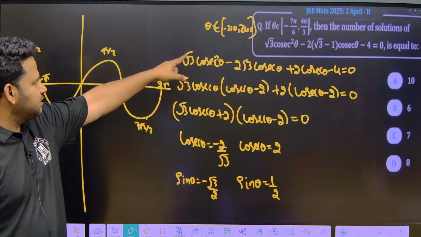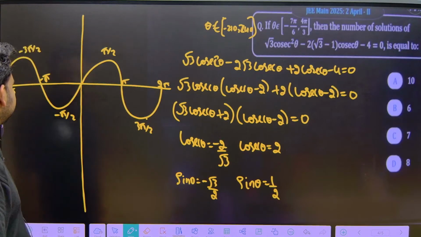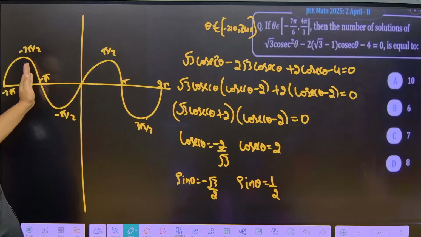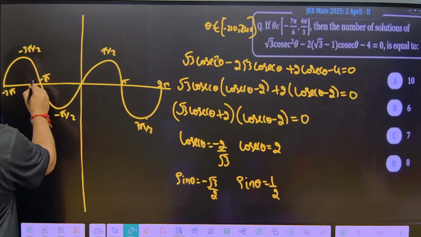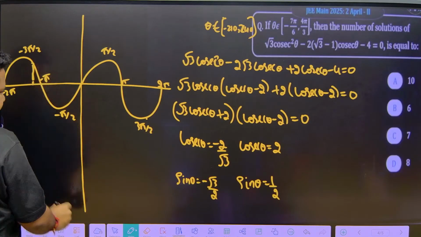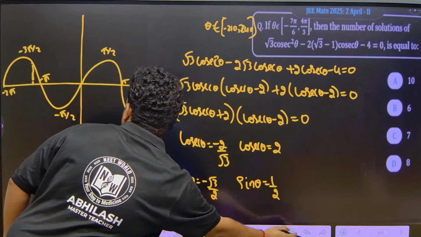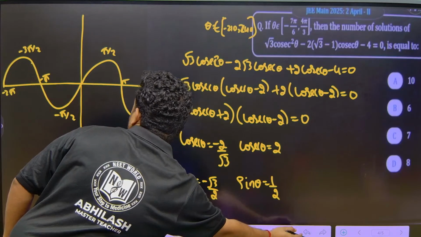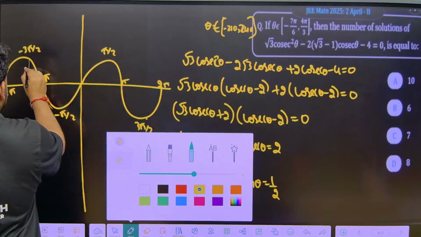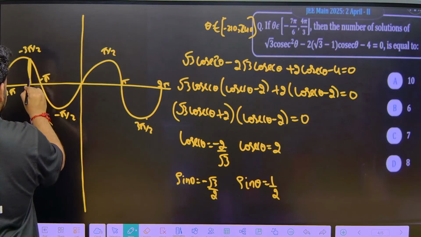Okay, they are telling minus 210. Minus 210 means what? This is actually 270. Below 270 is minus 210. So I will get it somewhere here. So I will get the curve somewhere here, till here, that is all.